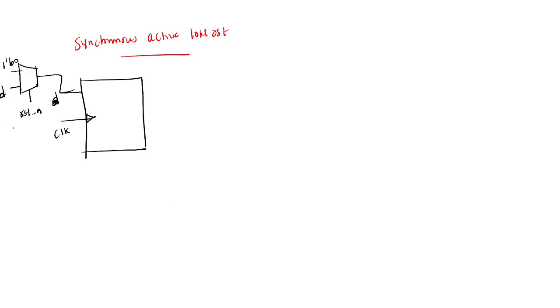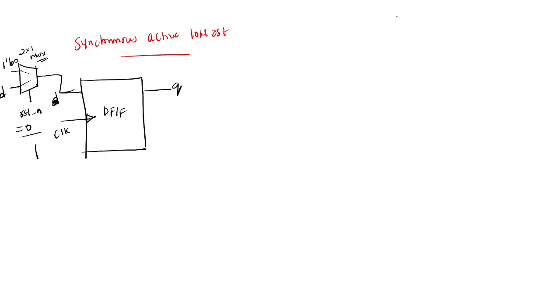So that means when reset equal to 0, the output will be what? Q equal to what? 0 will be connected through this 2 cross 1 mux. Okay, and when reset equal to 1, it will be in functional mode. D is connected to this D flip flop.